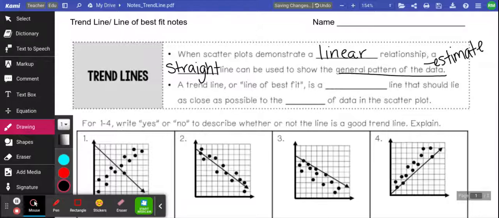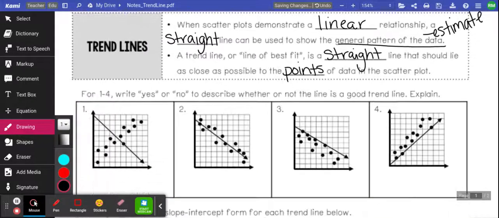Okay. Also, a trend line can be called a line of best fit. So you might hear me use either one. So a line of best fit or trend line, same thing, is a straight line that lies as close as possible to the points of data in the scatter plot.